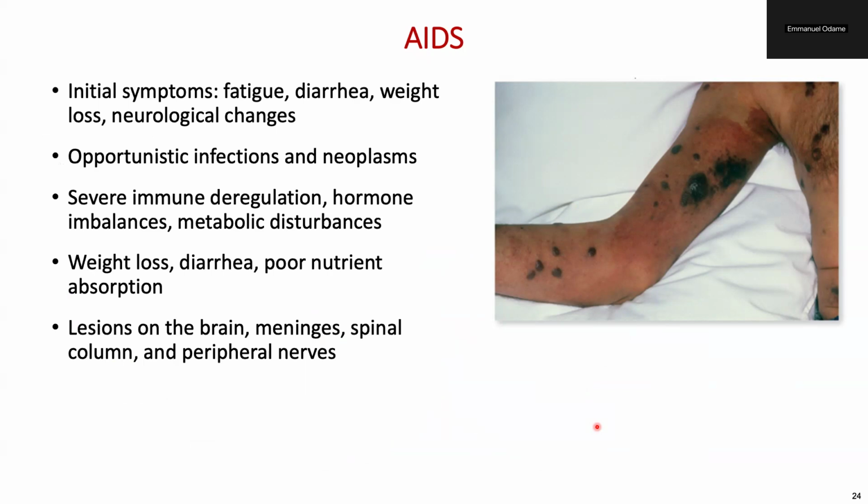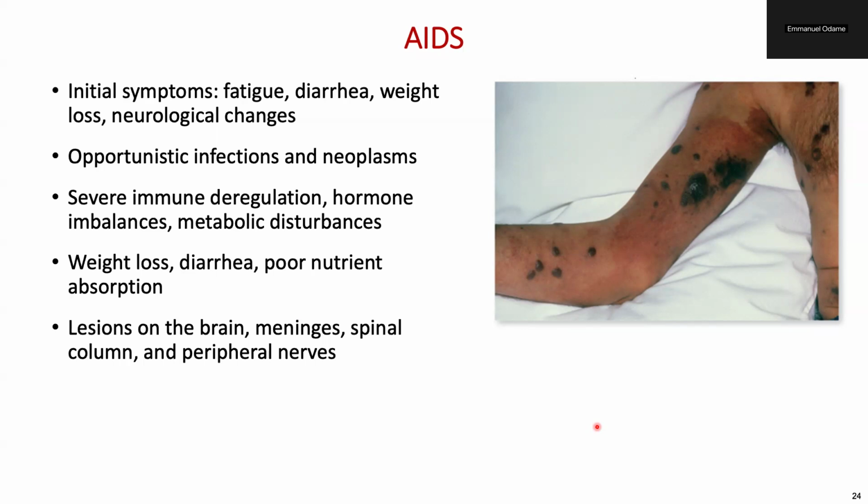Initial symptoms include fatigue, diarrhea, weight loss, and neurological changes. In some cases, because it decreases the efficiency of your immune system, it gives opportunity for opportunistic infections and also neoplasms. You have severe immune deregulation, hormone imbalance, and metabolic disturbances, which will lead to weight loss, diarrhea, poor nutrient absorption, and you also have lesions.